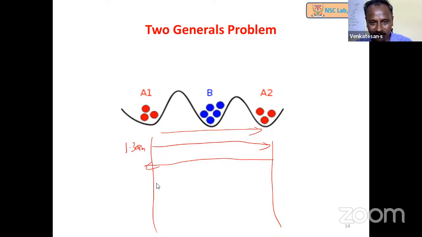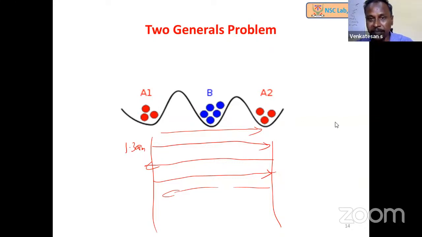So what is required? Another message. Now can A1 go for the attack or not? Again, A1 cannot go because A1 is not sure whether this one reached here or not. So this will keep on going, and this problem is not solvable.